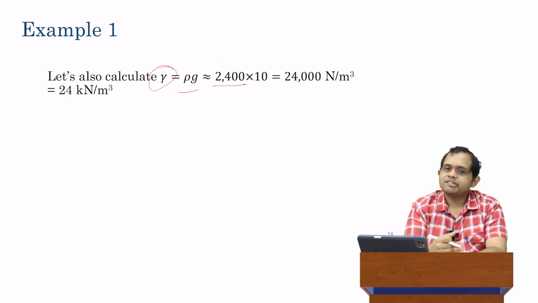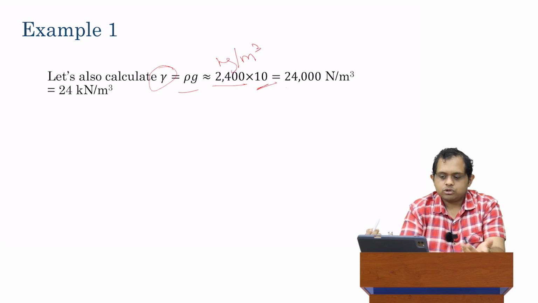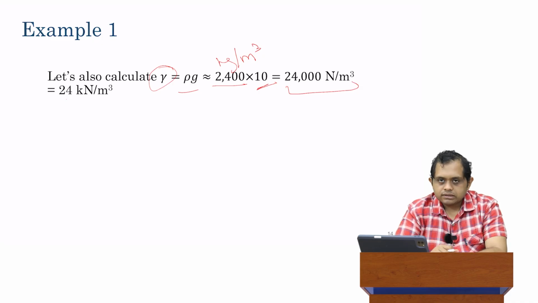If you don't have the exact mix design, we can just use 2400. This is in kilograms per cubic meter. And then g we can just take as 10, because we're engineers, we are entitled to make these kinds of assumptions. So g we take as 10. We get the answer as 24,000 Newton per cubic meter, but it's required to be in kilonewtons per cubic meter.